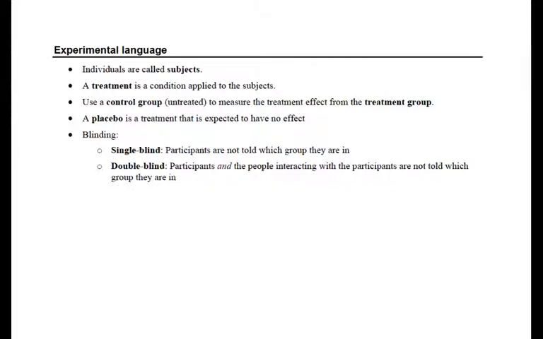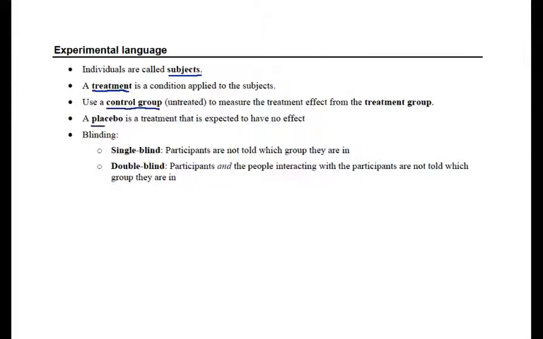Here's a bit of commonly used experimental language, which we will get more familiar with as we go into our first example. People or rats or anyone who is participating in a study are referred to as subjects, and the treatment is the condition that is applied to the subjects. A good study will often have a control group, which is no treatment. This is intended to be some form of no treatment at all, to measure the effect from a treatment group.